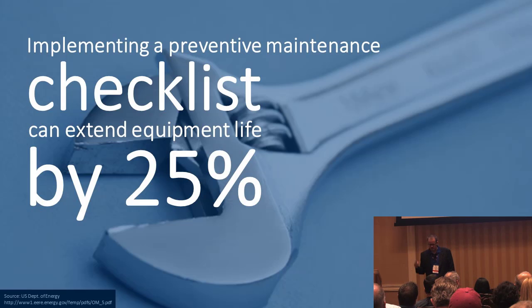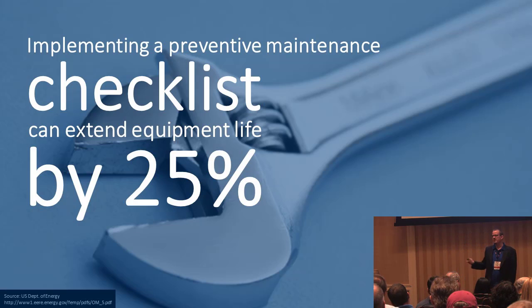This is a simple one. This is Department of Energy, I believe. Implementing checklists within a PM program can increase asset lifespan by 25%. And it's because you make sure you do the right steps at all times. You don't skip any steps.